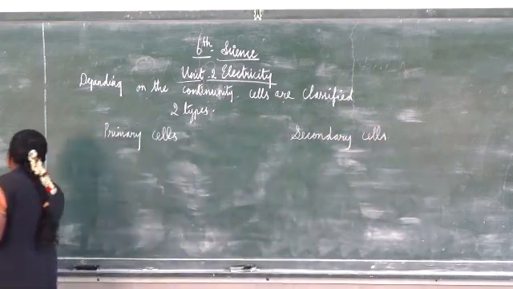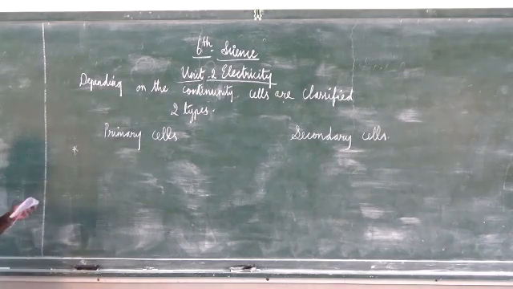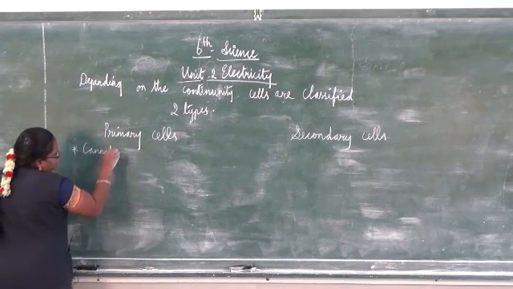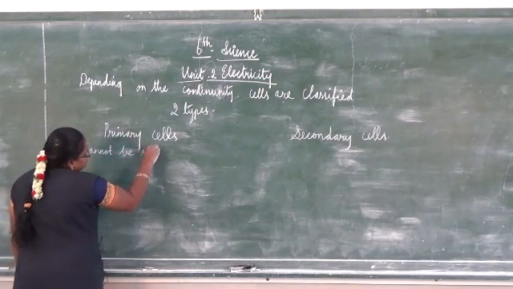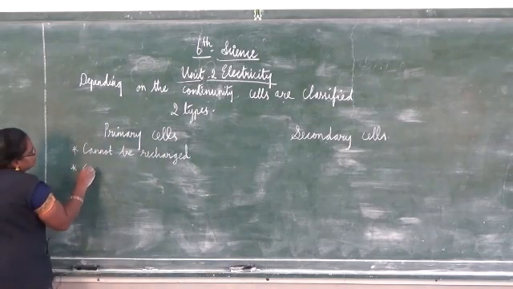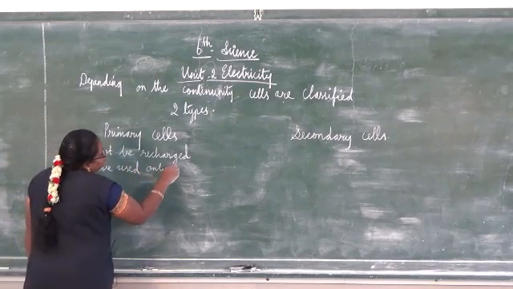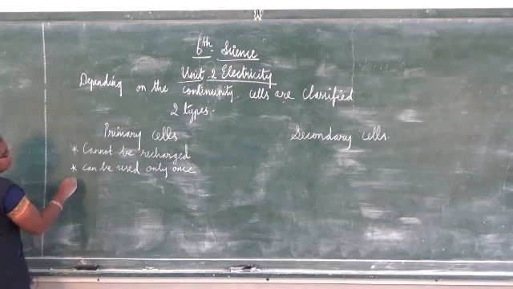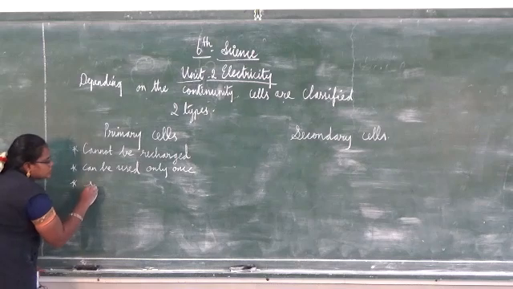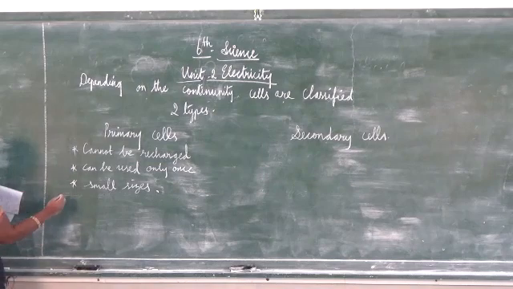Primary cell means the first one, which cannot be recharged. It can be used only once. Then, it is produced in small size only. Next is examples.